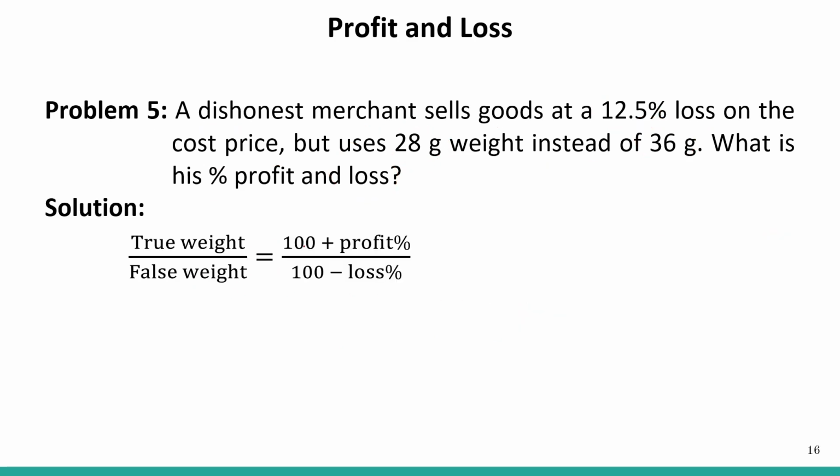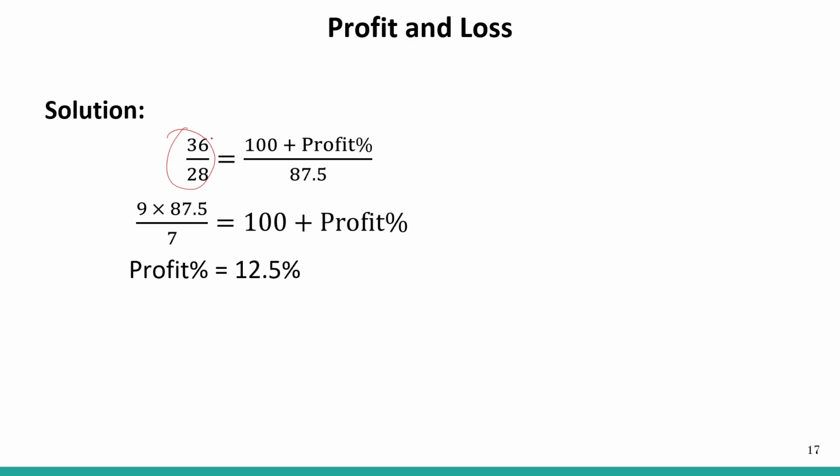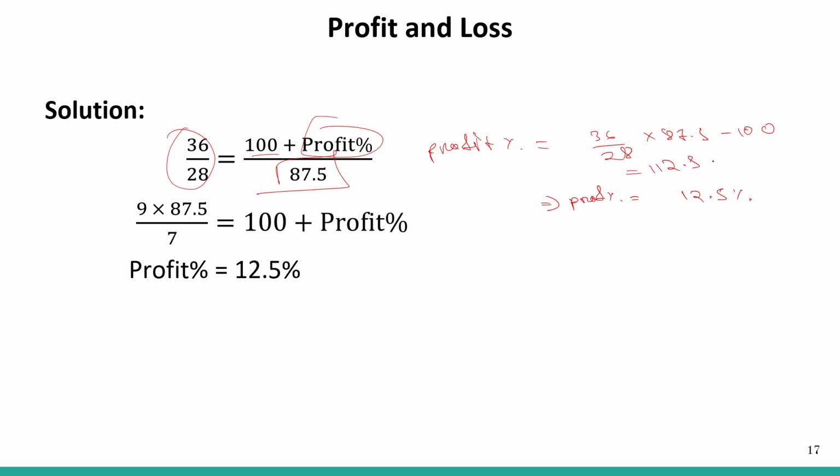So true weight by false weight is equal to 100 plus profit percentage by 100 minus loss percentage, right? So 36 by 28 is equal to 100 plus profit percentage whole by 87.5. By converting it to an algebraic equation, profit percentage is equal to 36 by 28 into 87.5 minus 100, right? So this implies that profit percentage is equal to 12.5%, because this is 112.5%. 112.5 minus 100 gives 12.5%.